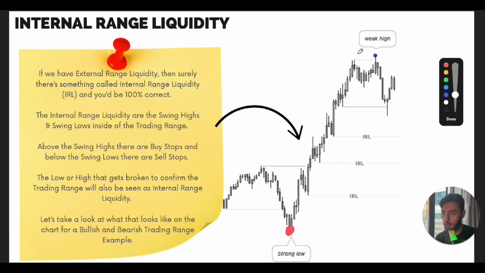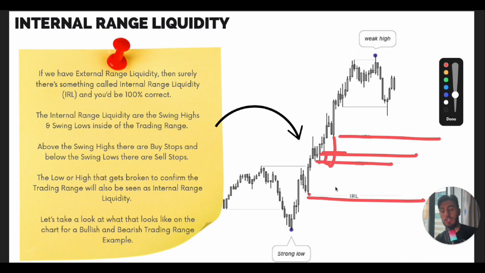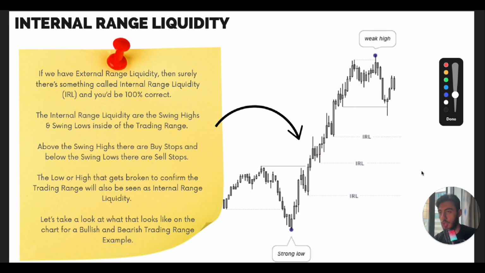Now take a look here. After the strong low and the weak high formed, just see we have one swing low here, one swing low here. I forgot to draw this. One swing low here, one swing low here. So these are internal range liquidity for us. These are liquidity. Now, to be honest, one of your main questions is going to be, Ebel, are all of the internal range liquidity going to be taken out?